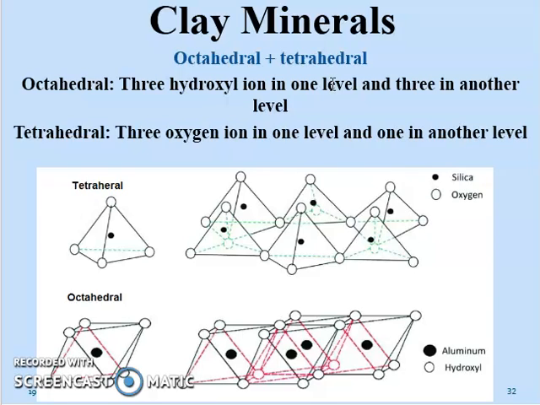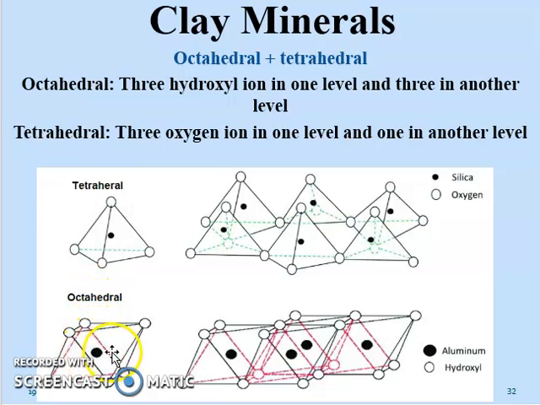The tetrahedra is in a phyllosilicate shape, while octahedra has this shape: 3 oxygen ions or hydroxyl ions on a level, and the other 3 on another level. The space in octahedra is larger than the space in tetrahedra.